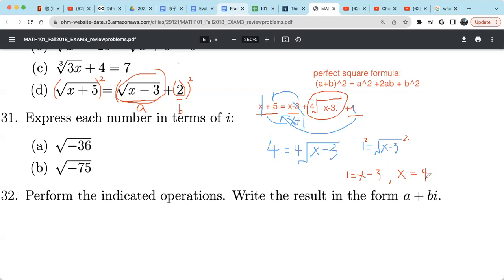Okay, for D, we plug in 4 to check. 4 minus 3 is 1, square root of 1 plus 2 is 3 on the right-hand side. On the left-hand side, we have 4 plus 5 is 9, and the square root of 9 is also 3.